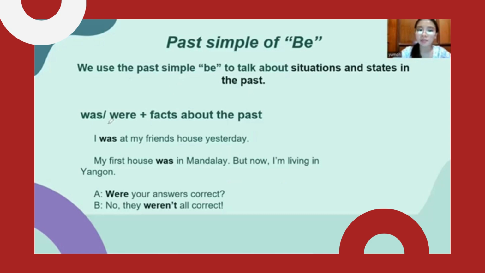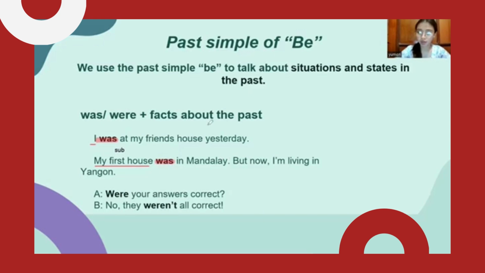Okay, so here let's check out some examples. I was at my friend's house yesterday. I, subject, was, past simple be, okay, at my friend's house yesterday, okay? And second sentence, my first house was in Mandalay. My first house, subject, okay? Again, we use was. So, subject plus past simple be, was, in Mandalay, okay, but now I'm living in Yangon.